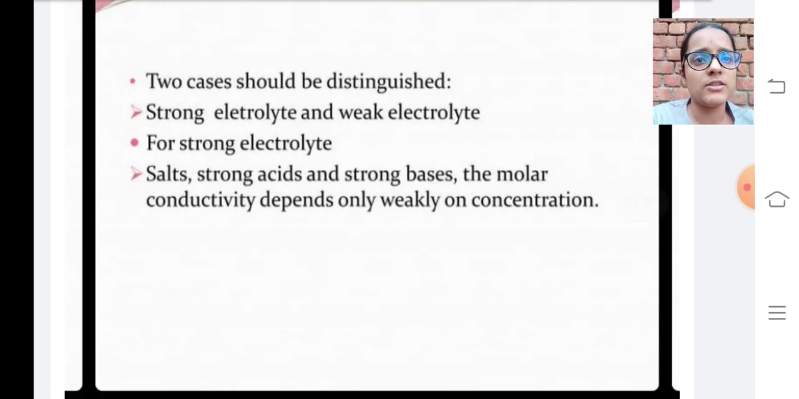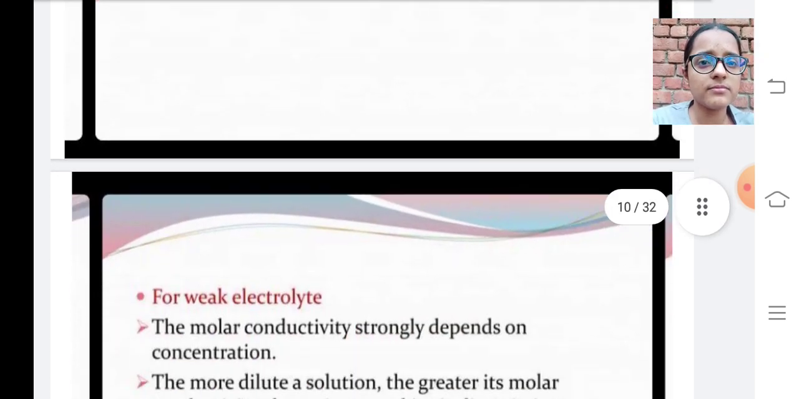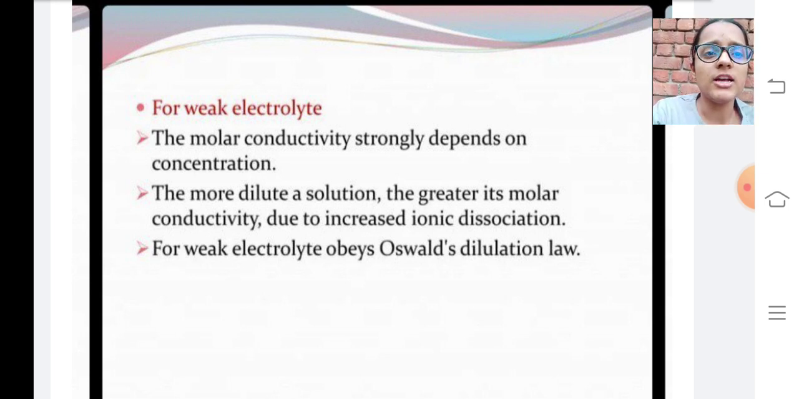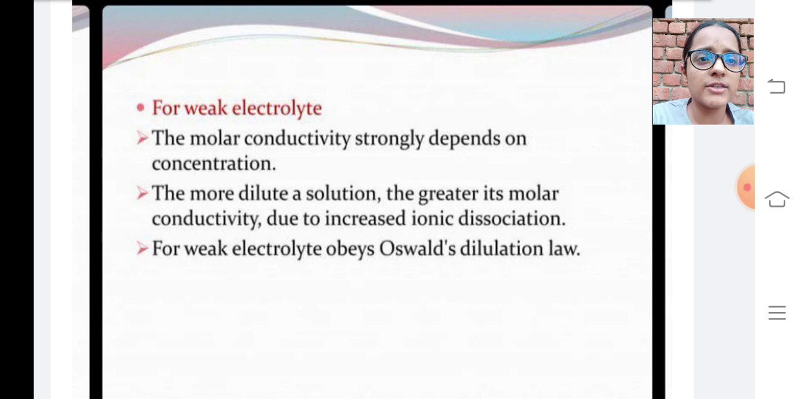Two cases should be distinguished: strong electrolyte and weak electrolyte. For strong electrolytes, such as salts, strong acids and strong bases, the molar conductivity depends only weakly on concentration. For weak electrolytes, the molar conductivity strongly depends on concentration. The more dilute a solution, the greater its molar conductivity due to increased ionic dissociation. Weak electrolytes obey Ostwald's dilution law.